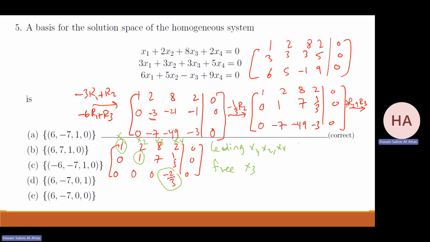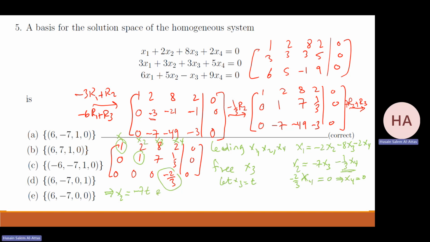Okay, what are the equations? We have x1 equals minus 2x2 minus 8x3 minus 2x4. Here I let x3 to be t. x2 plus 7x3 plus 1 over 3 x4, and minus 2 over 3 x4 is equal to 0. So x4 is 0. That implies x2 is what? x2, this is 0. Minus 1 over 3 times 0, minus 7t.